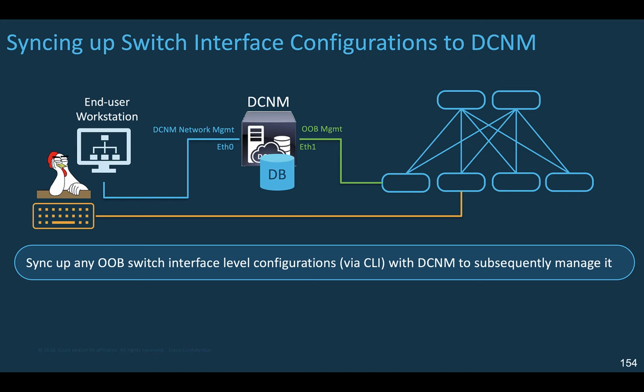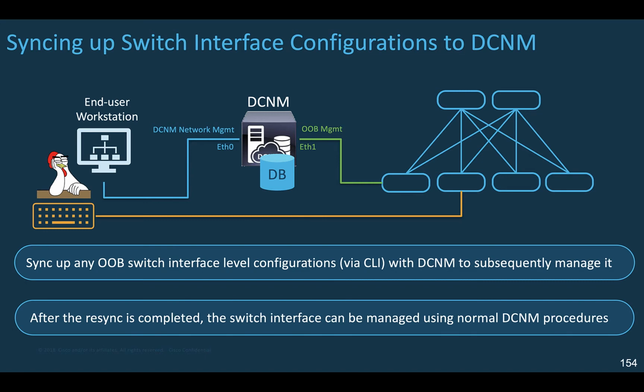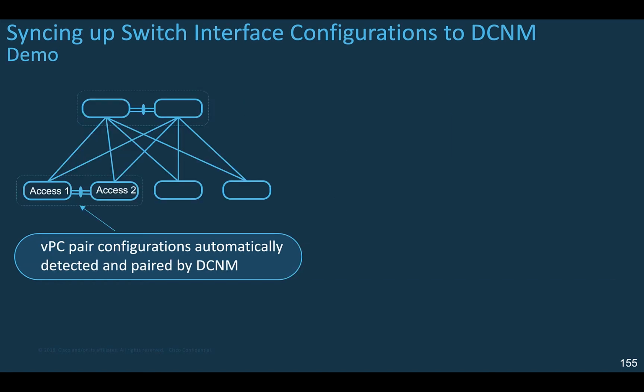You can use the host port resync policy templates to sync up any out-of-band switch interface level configurations made via the CLI with DCNM. And subsequently, DCNM can manage it. Additionally, the VPC pair configurations are also automatically detected and paired in case of a brownfield scenario, for example.